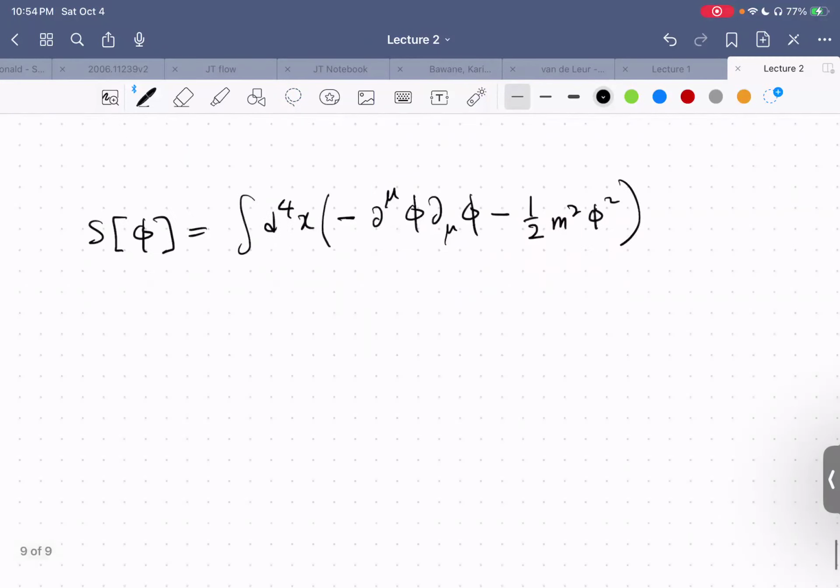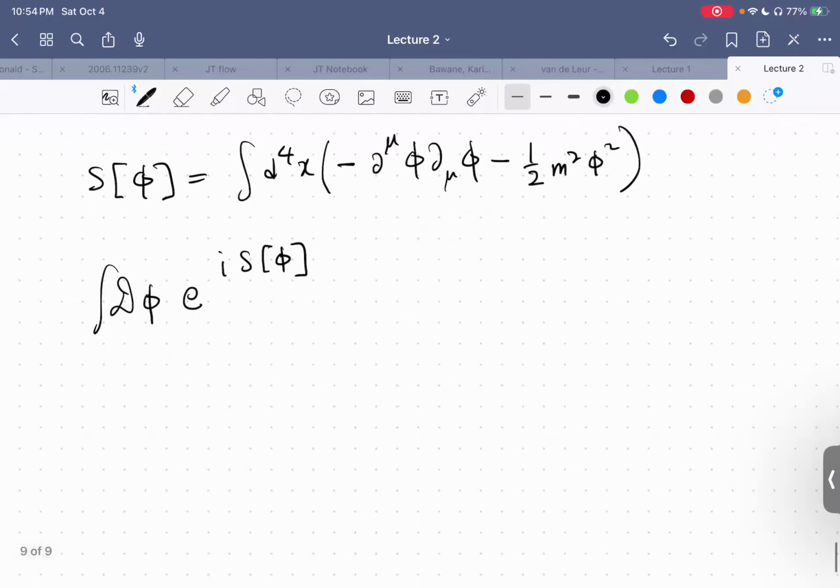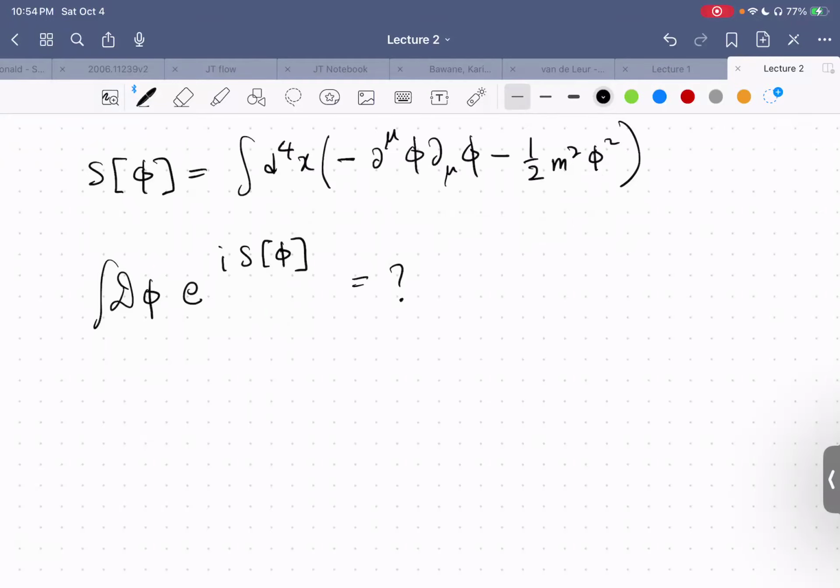Now we want to compute the path integration. Integrate over all fields with this. We want to know what this is. And again, in principle, if you have a finite time interval, you go from time t prime to time t double prime, then you have to impose boundary conditions. You have to tell me what this function looks like at time t prime. This will be some specific function. And at time t double prime, again, this will be some other specific function.